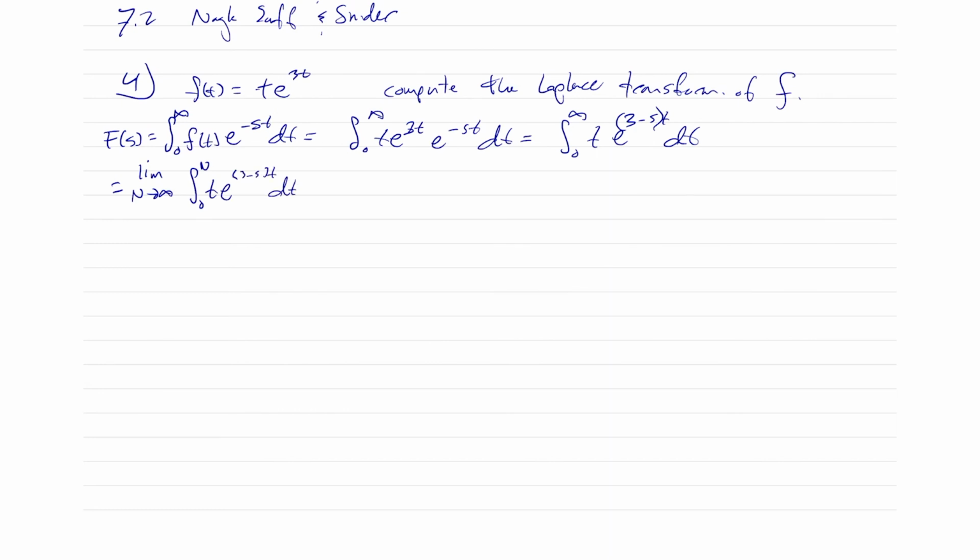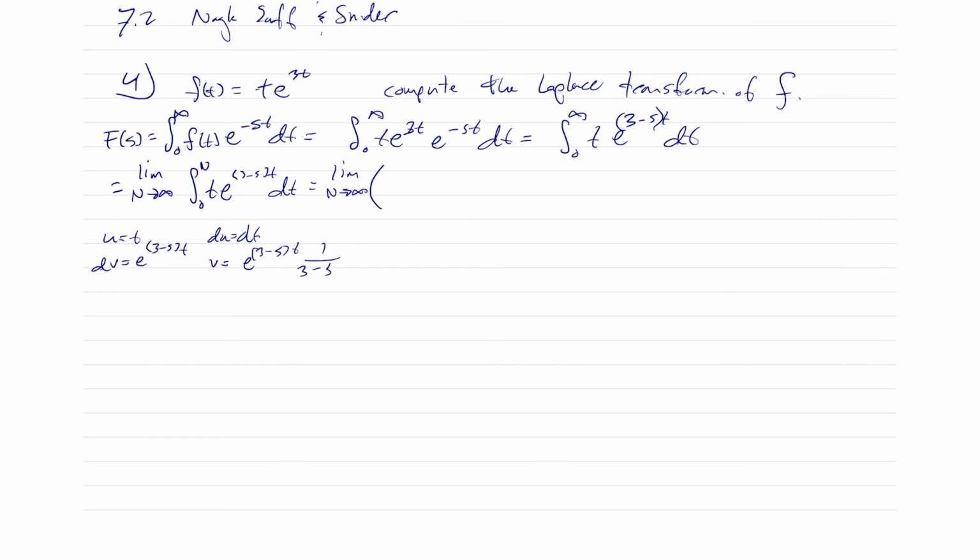Okay, so that's going to give you now a limit as n goes to infinity of something. We need to do an integral here. So that's going to be integration by parts. So here I'm going to set u equal to t, and I'm going to set dv equal to e to the (3 minus s)t. Right? So that tells me that du is equal to dt, and that tells me that v is equal to e to the (3 minus s)t divided by 3 minus s.